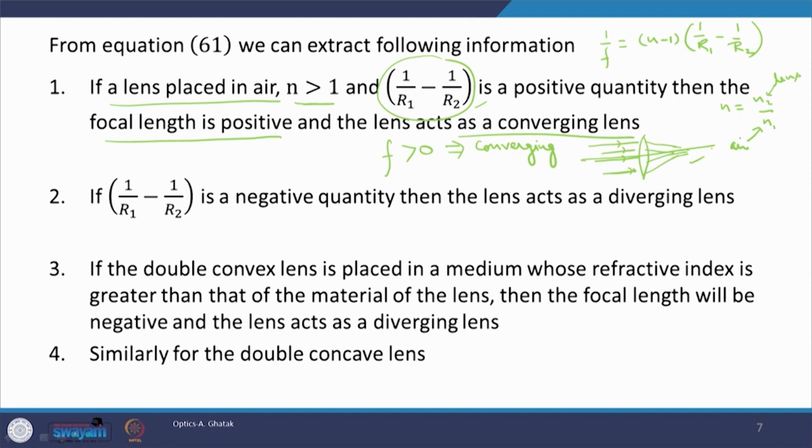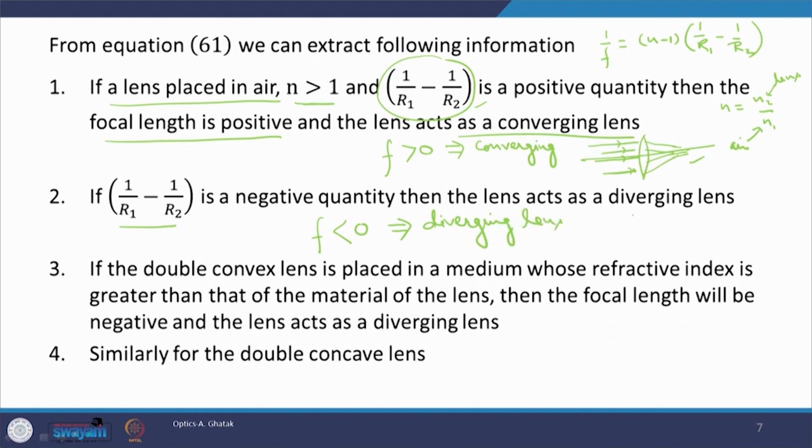Now, if we have a lens which is kept in air, but if 1 by R1 minus 1 by R2 is a negative quantity, then f would be less than 0, and if f is less than 0, then such a lens is called a diverging lens.